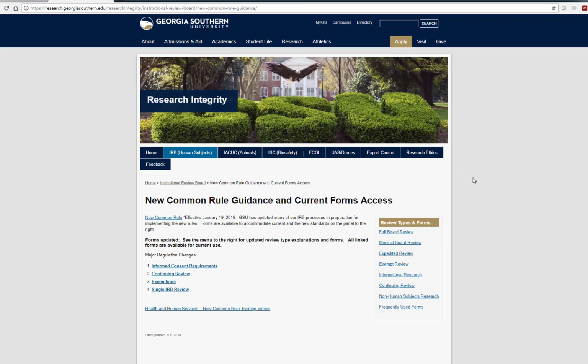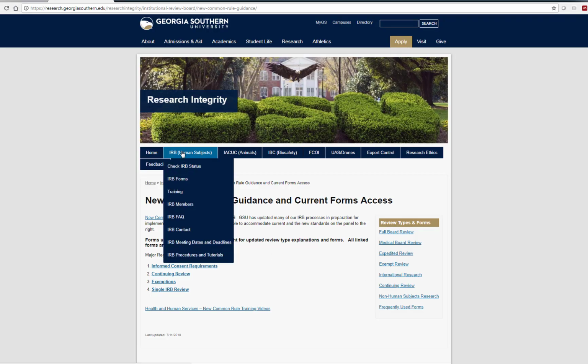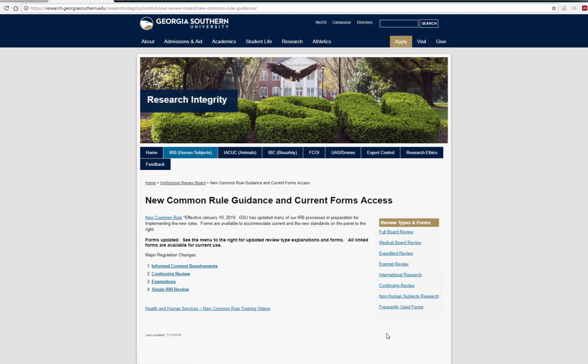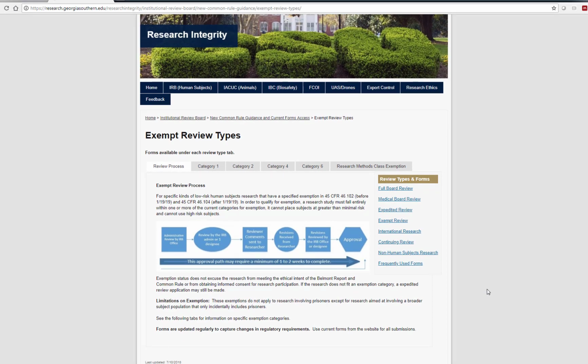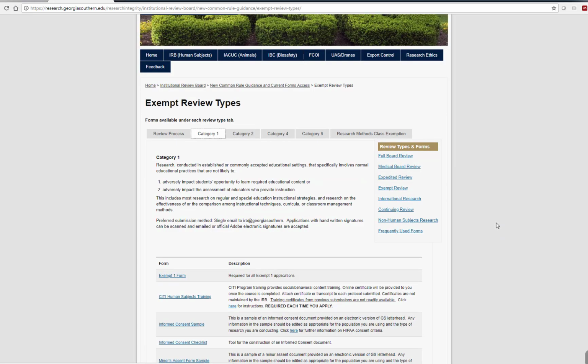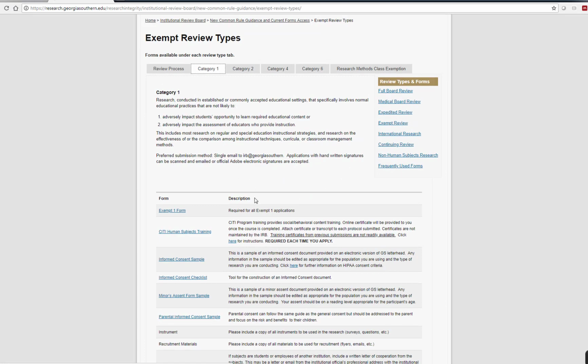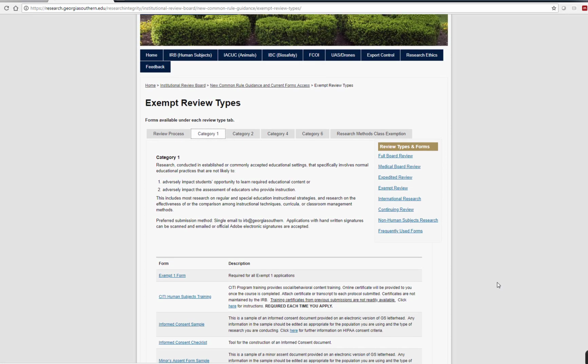When a researcher navigates to the Office of Research Integrity website and hovers over the IRB tab, they can find access to all the IRB forms. These forms are also located on the right side of the page. Let's imagine that a researcher would like to submit for exempt review. Once a researcher clicks on the exempt review link, they can find access to the categories of exemptions that we've discussed in previous videos. For example, exemption category 1 is for research that's conducted in established or commonly accepted educational settings. Once a researcher has determined that they qualify for the exemption, all of the required forms can be found at the bottom of the page.